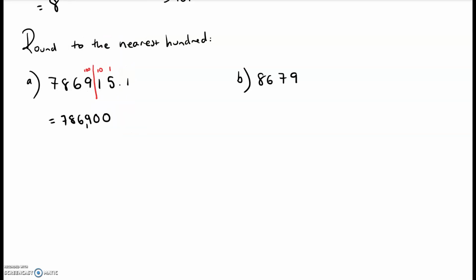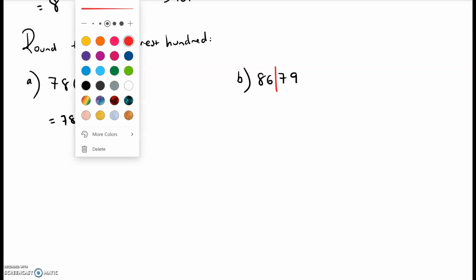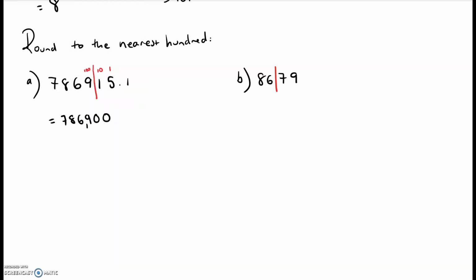We have 8,679. So we're going to put another line in between the hundreds and the tens. And again, that 7 is now bigger than a 5. So we're going to round this 6 up. So we're going to end up with 8,000. That 6 becomes a 7, 700.